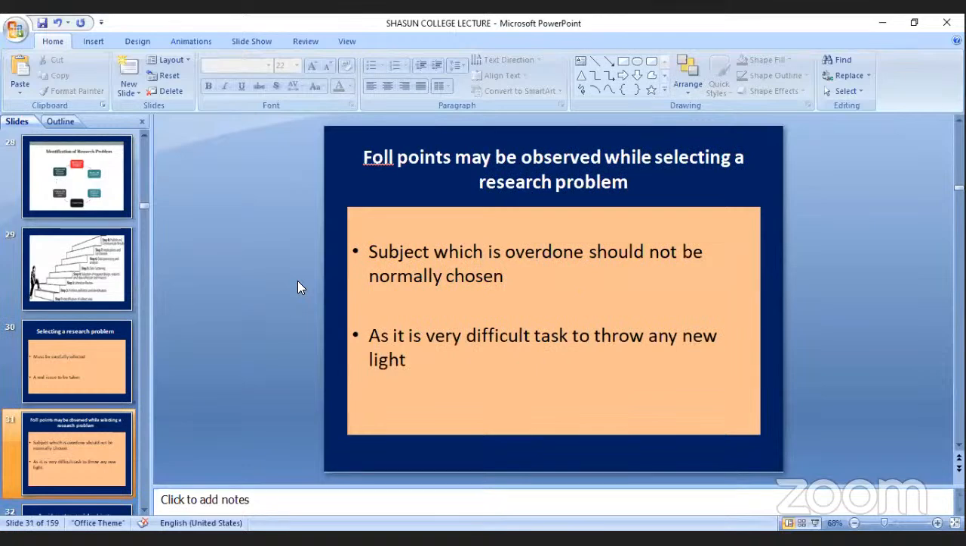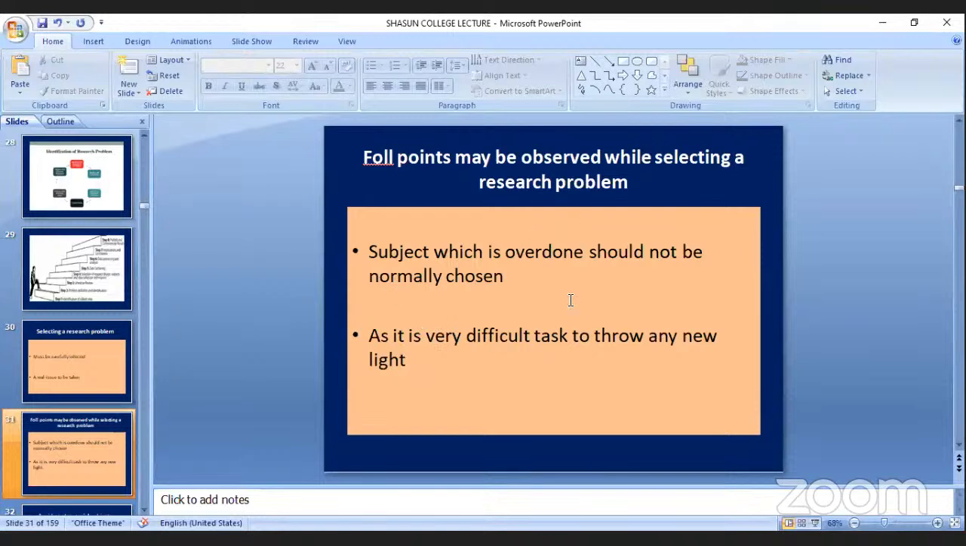So sometimes a subject that has been overdone should not be chosen. Many of them would have done the same thing, like job satisfaction, some subjects like that. You should not take such kind of research, because you cannot find something new in it. So something which is not being done by others, you can take. You have to throw a new light on a subject. That is what is very, very important.